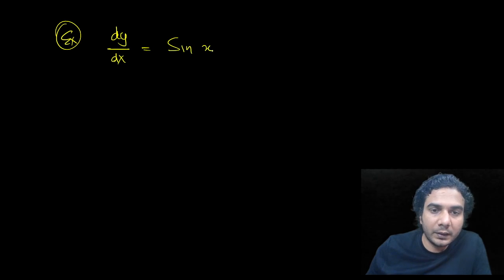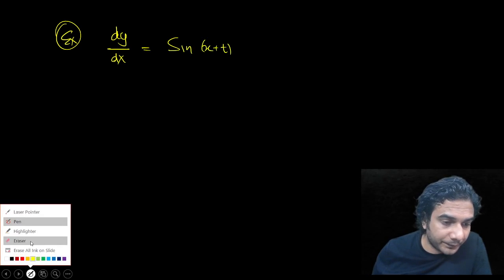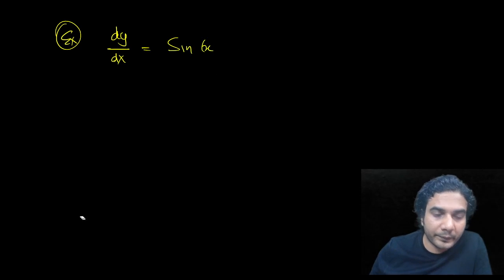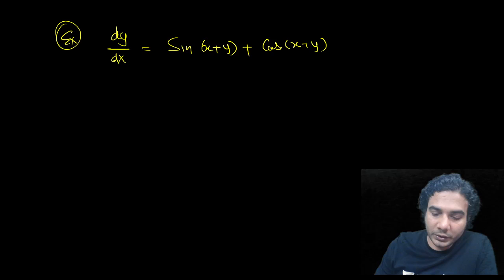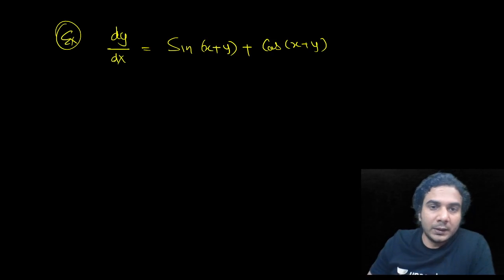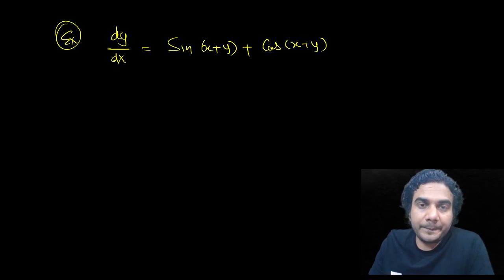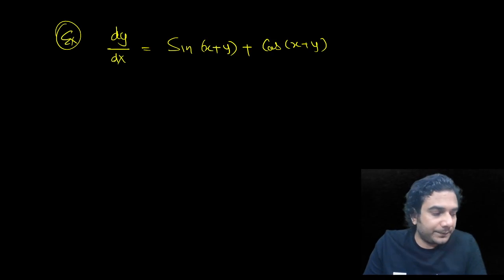Now let me give you one more question to solve, and then we'll move to the next method. So that is dy by dx is equal to sine of x plus y plus cos of x plus y, okay? So this is one last question based on this method, and then we'll start another type of equation.